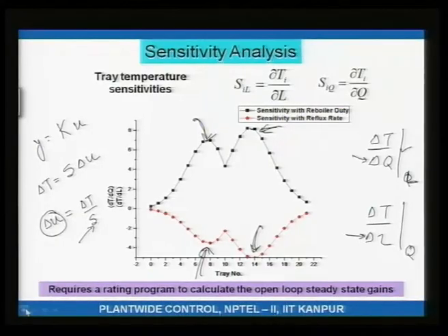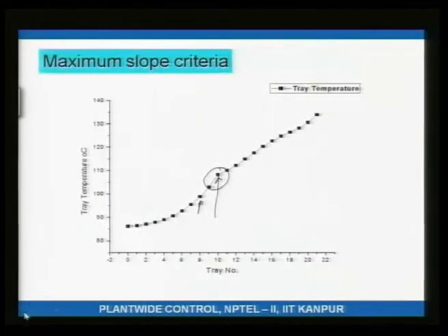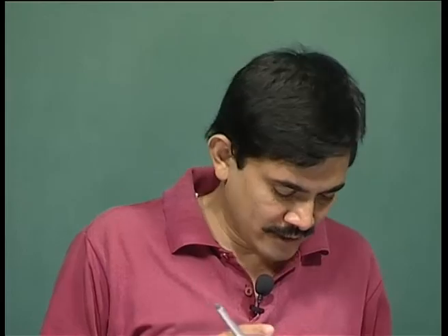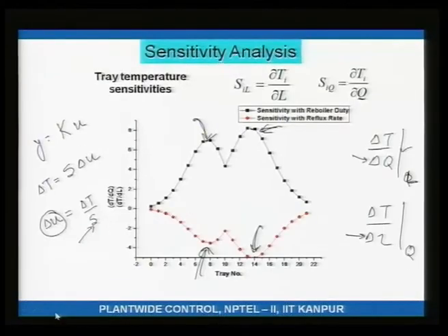On the other hand, this maximum slope criteria, I mean, typically distillation columns are well instrumented. You will have tray temperatures for a lot of trays in the column, and just by looking at that profile, you can sort of figure out okay, a large slope is here, maybe we should control this tray temperature or this tray temperature, right? So maximum slope criteria is very basic. Sensitivity criteria is slightly more sophisticated, requires a rating program.